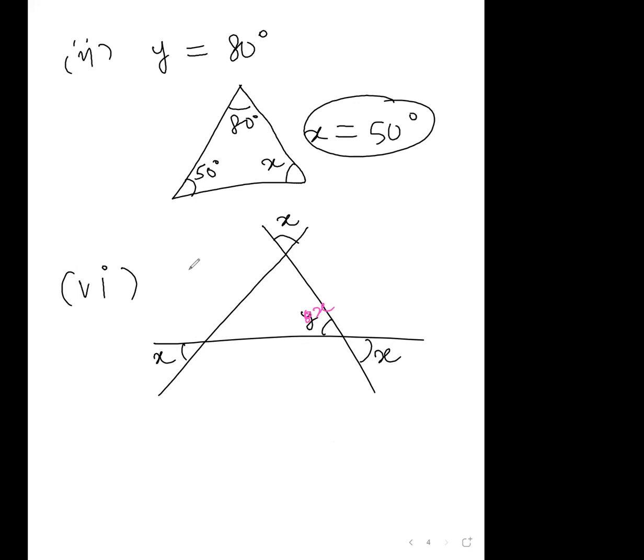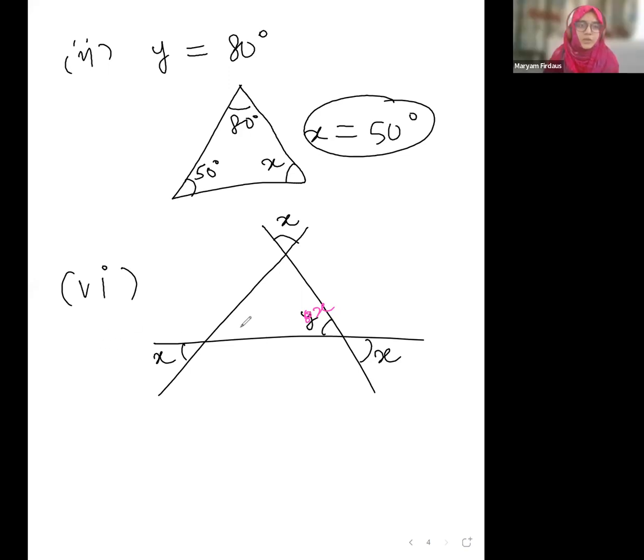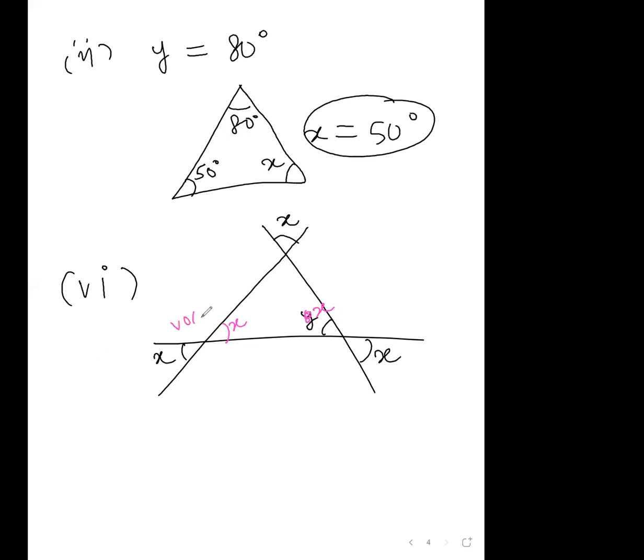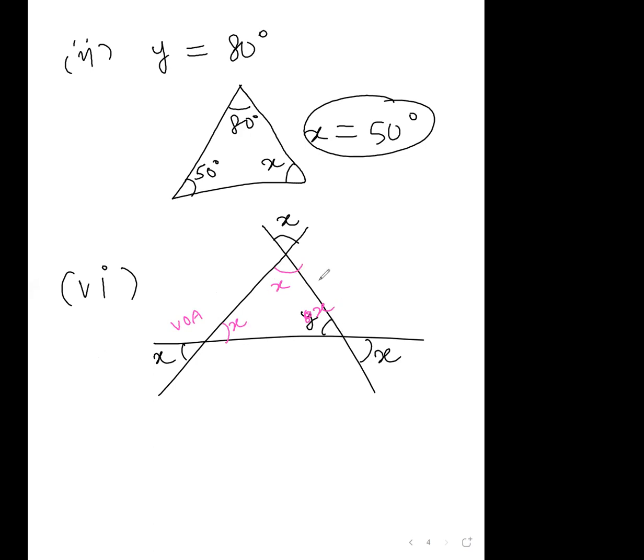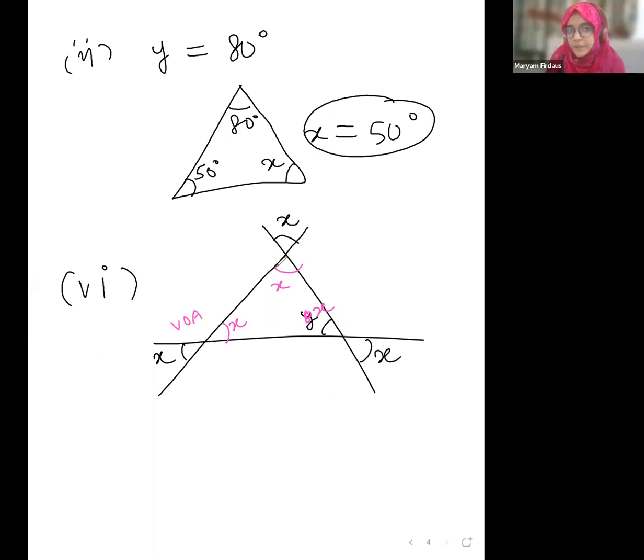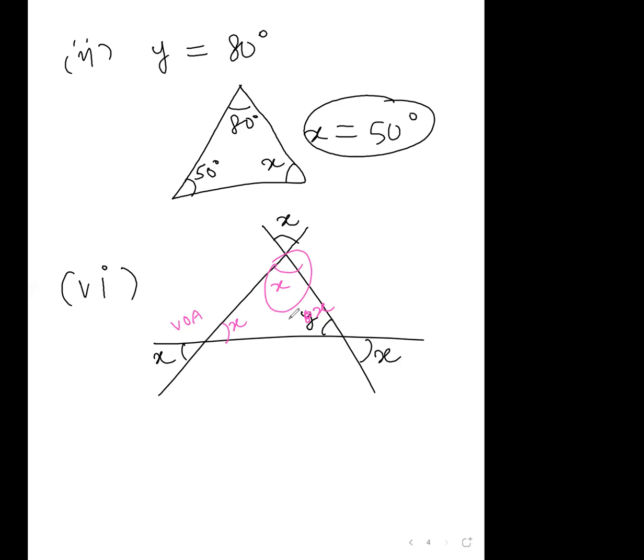We can say x plus x gives 180. Okay. So this also you can write as x because this is also vertically opposite. And similarly, this also we can write as x. So here we have all the three angles equal. Why do we have to write x? Here and here.